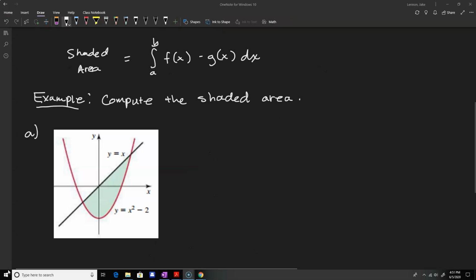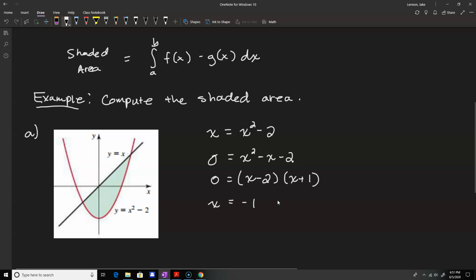Okay, so here's our first example. We just want to compute the shaded area. And it looks just like the one we drew when we were talking about the idea. We've got a line on top, a parabola underneath, and we want to compute the shaded area. So the first thing is we want to figure out the x values when they're equal. So basically what you do there is you just set x equal to x squared minus 2, and then go ahead and solve that. So start by subtracting x on both sides, and then this can be solved by factoring. So we end up with x minus 2 times x plus 1. So our two x values are x equals -1 or x equals 2. So those are the endpoints. Those are the points on the graph where we see the two curves intersecting.